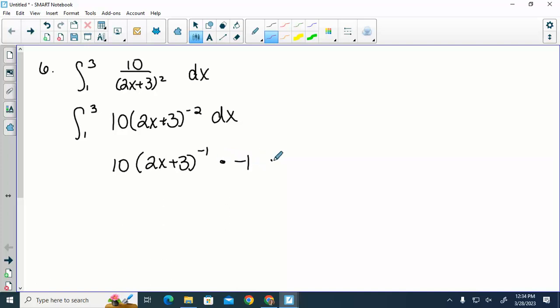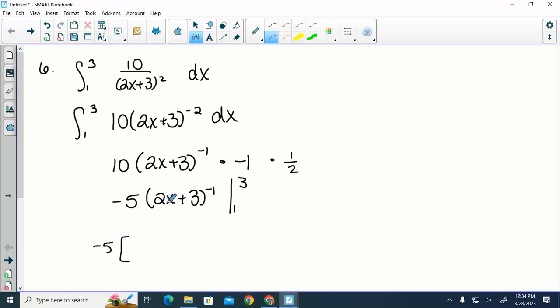Think about when you do this derivative, you'd have to do the chain rule. So the derivative of the inside is 2. To cancel that, we need 1/2. So this would be negative 5 times (2x plus 3) to the negative 1, and we are evaluating that from 1 to 3. You can take out the negative 5 if you want.